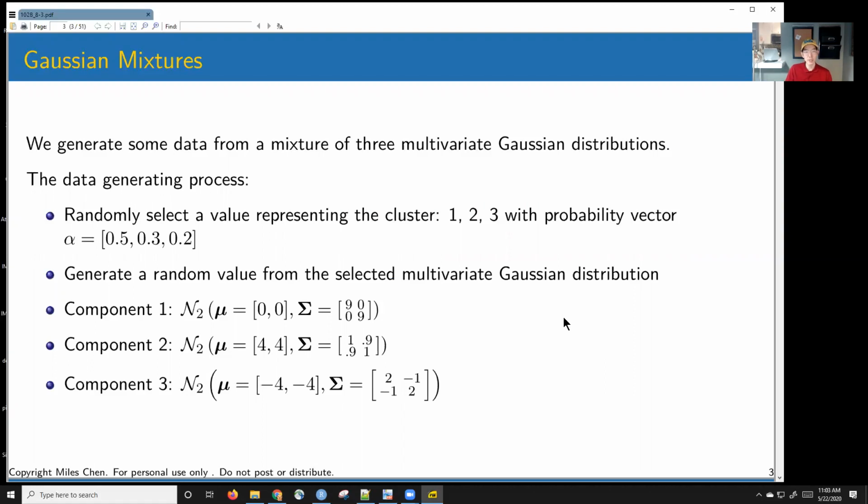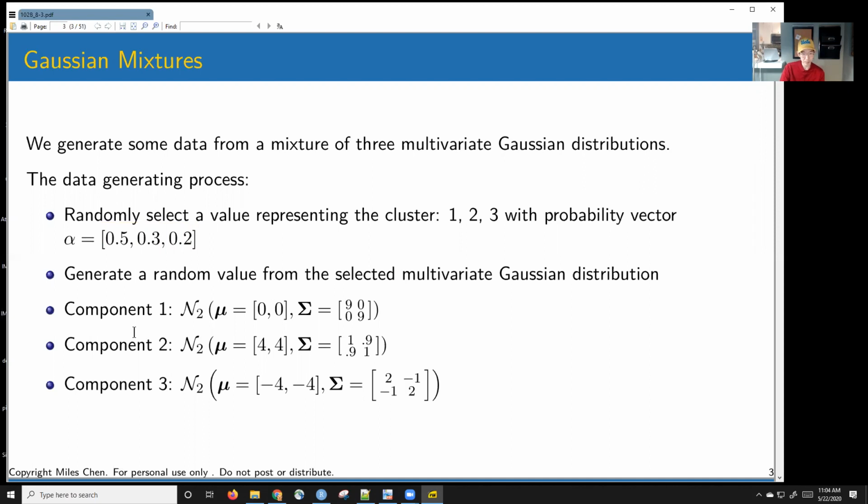The way our data is going to be generated is first we select a random value representing which cluster the data point comes from. It's either going to come from cluster 1, 2, or 3, and we give it a probability vector. I'm going to say half of my points come from cluster 1, 0.3 come from cluster 2, and 0.2 come from cluster 3. These are just arbitrary values that I've chosen for our example that we're going to work through.